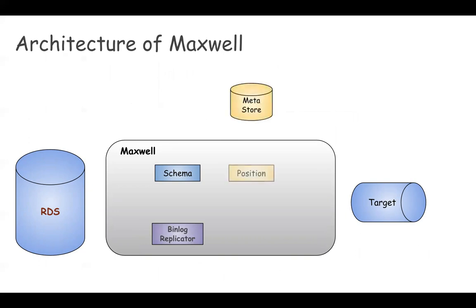There is a meta store and position. This meta store saves the schema of the RDS. This meta store and the actual RDBMS can be the same or they could be different. This meta store is used only by Maxwell. It stores the position, like which binlog file has been read and up to what position it has read, so that if Maxwell restarts, it knows from where to resume. And it also keeps the schema and changes of the schema in the RDS in its own meta store.